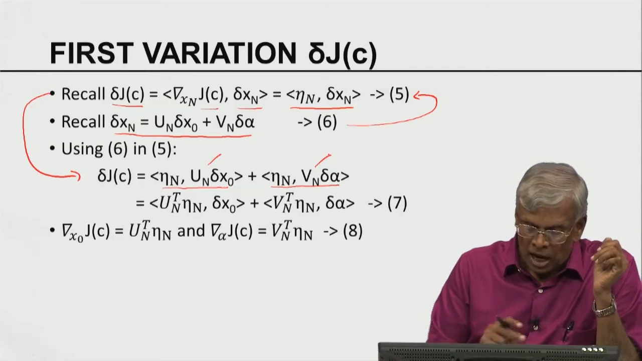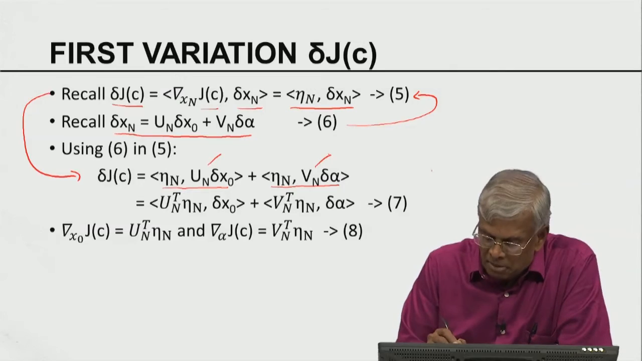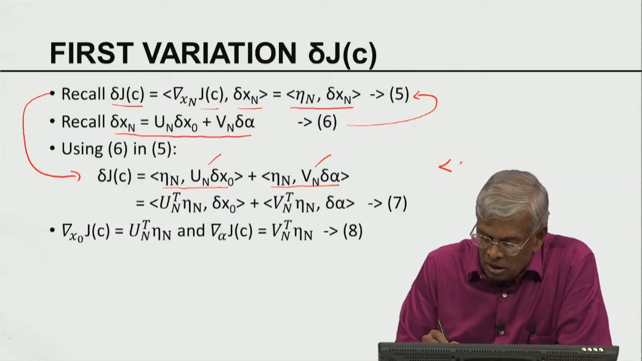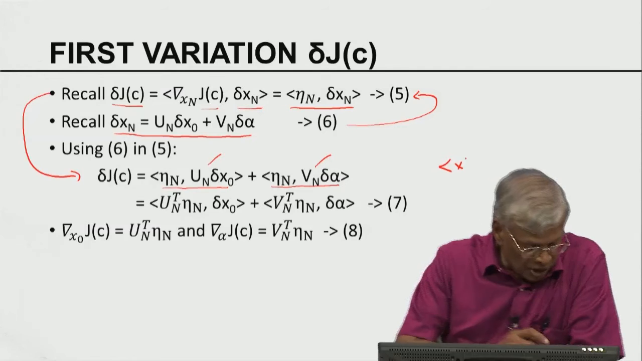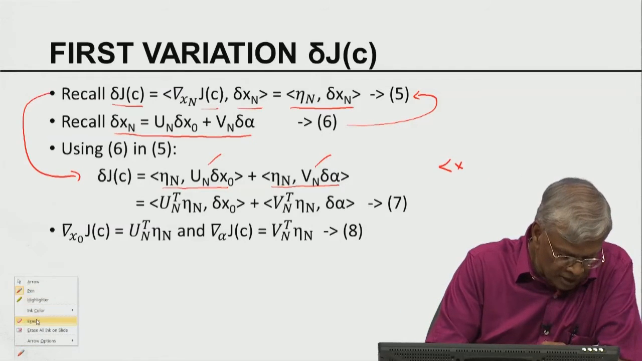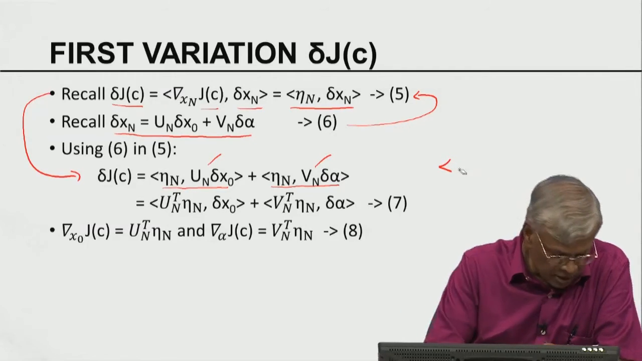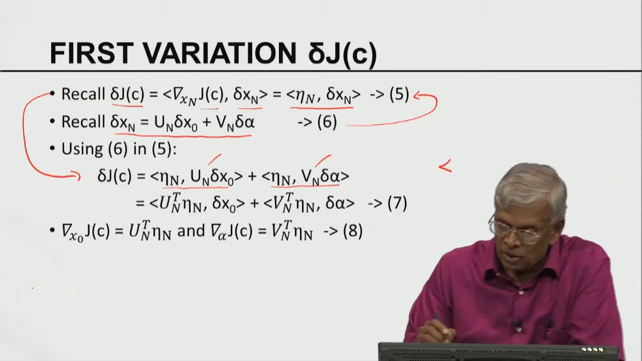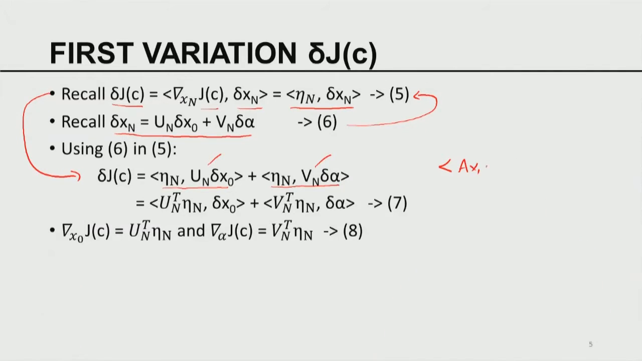Now I am going to use the adjoint property. Please remember the adjoint property. I will state it in a slightly different fashion. There are several ways of stating this. So what is the adjoint property? The inner product AX comma Y is equal to X comma A transpose Y. That's the basic adjoint relation. So using this adjoint relation applying to 6, I get 7. So the UN from here goes to this, VN from here goes to that.